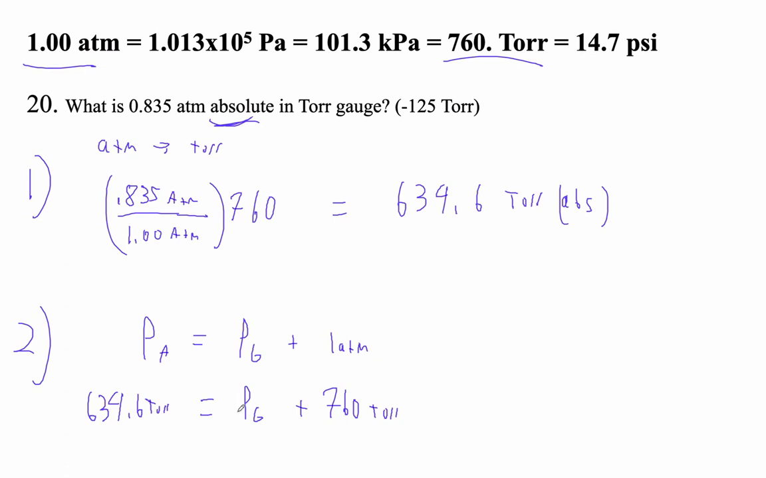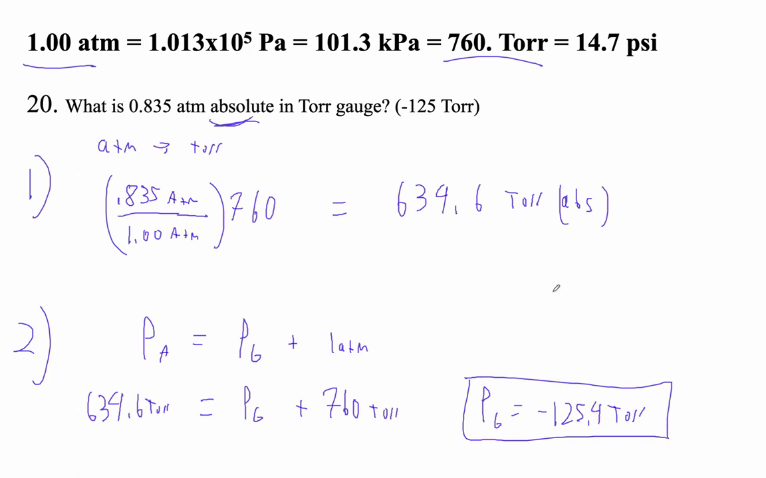So this is going to be a negative number, right? It's going to be this minus 760. So subtract 760, and I've got that the gauge pressure is negative 125.4 torr. And all that means is that it's 125.4 torr below atmospheric pressure.